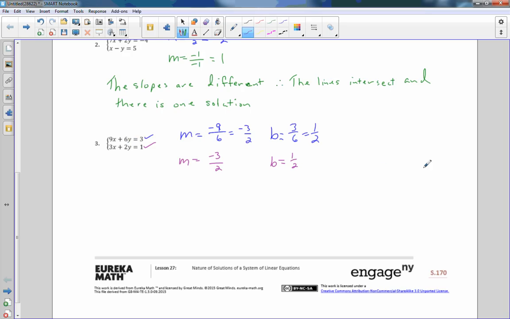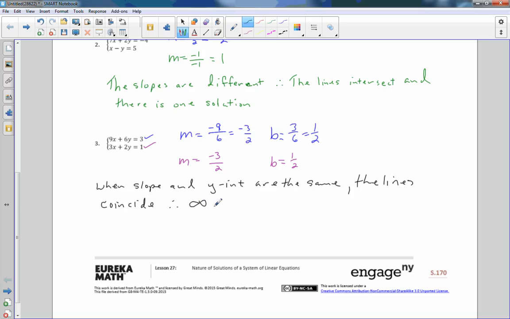So in this one, the slopes are the same, and the graphs are the same. So when slope and y-intercept are the same, the lines coincide. Therefore, infinite solutions.